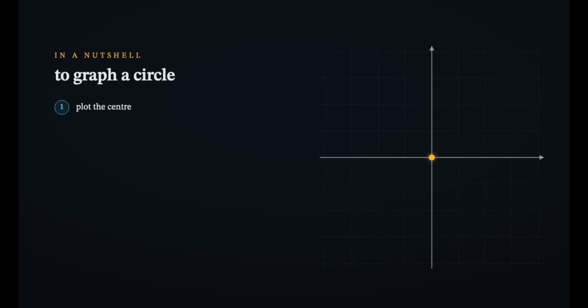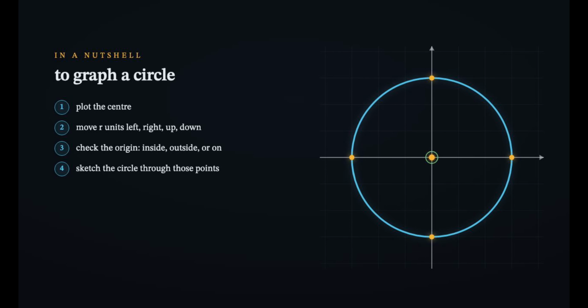So in a nutshell, to graph a circle: 1. Plot the center. 2. Move r units left, right, up and down. 3. Check if the origin is inside, outside or on the circle. 4. Sketch the circle through those 4 points and the origin if needed. And 5. X and y intercepts if the question asks.